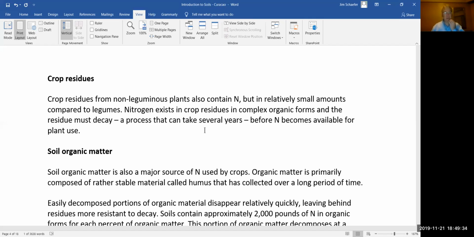The ability of plants to utilize nitrogen varies from types of plants. So, for example, corn is well known to be one of the most successful and aggressive plants with regard to consuming nitrogen in the soil. Sugarcane is another one. These are grasses. They're very aggressive at harvesting nitrogen from the soil.